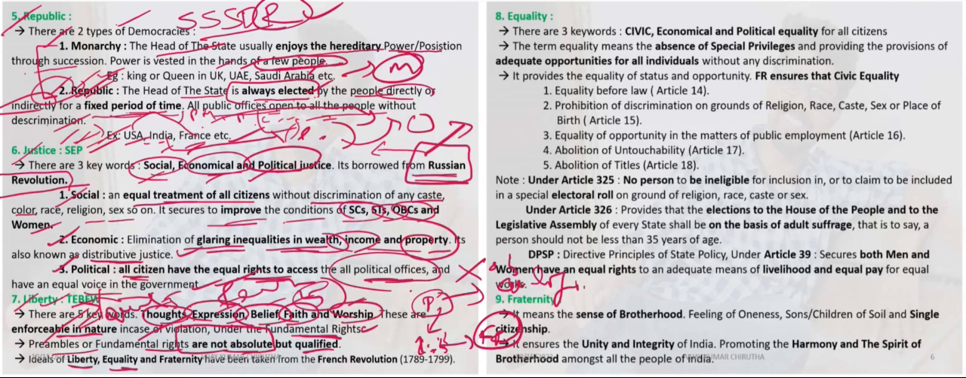The ideals of liberty, equality, fraternity have been taken from the French Revolution. Remember this. The term justice is from Russia. The terms liberty, equality, fraternity come from the French Revolution. This is also important. If you add this in the mains, it is better and gives more marks.